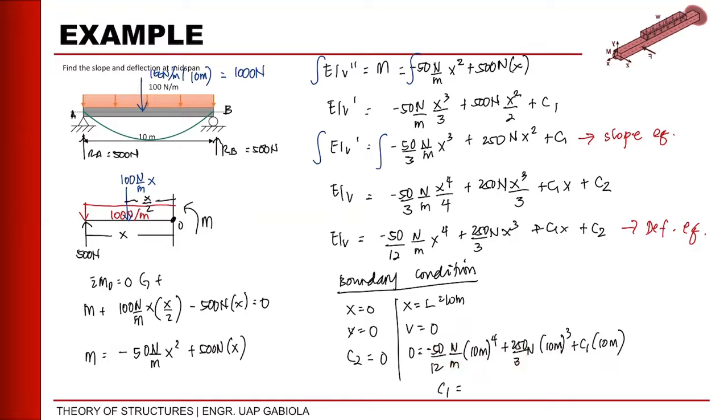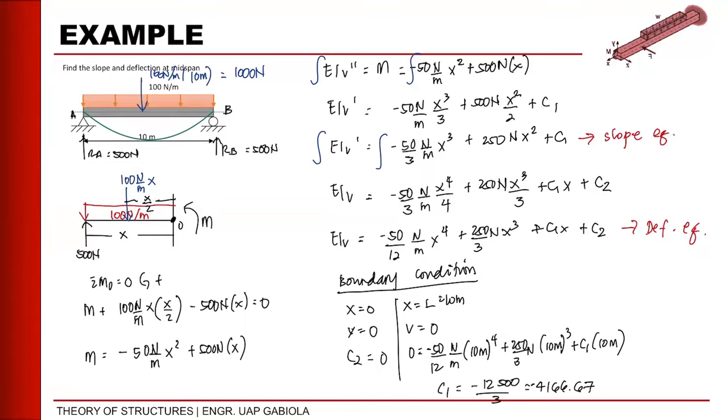So negative 50 over 12 times 10 to the fourth plus 250 over 3 times 10 cube. Okay, then transpose niyo yun and then divide niyo by 10. May makukuha tayong value na negative 1,000 at 12,500 over 3, or equal siya sa negative 4166.67. Okay? So yan yung value ng C1 and C2 natin.